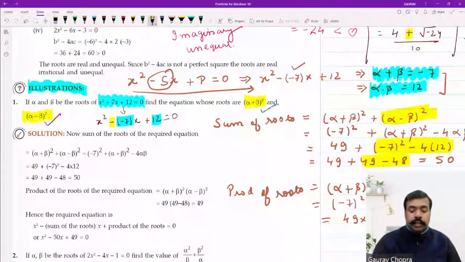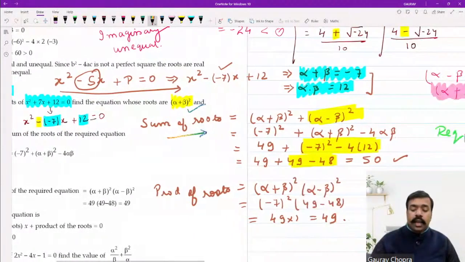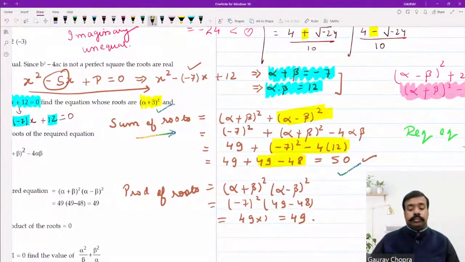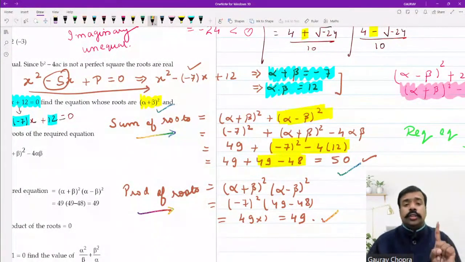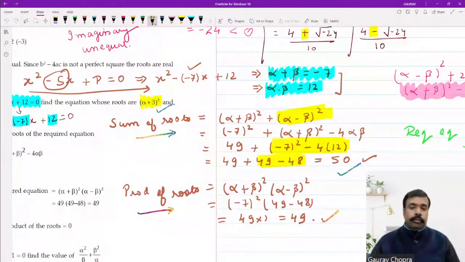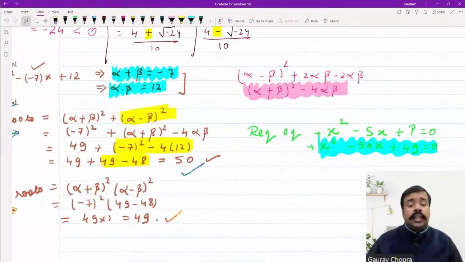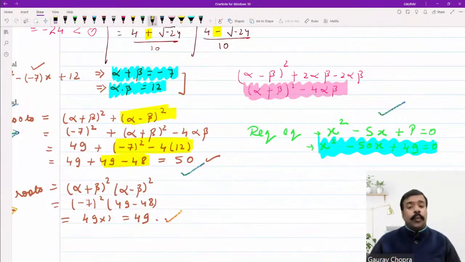So we are calculating the sum first. It is (alpha plus beta) whole square plus (alpha minus beta) whole square. By applying this, we are getting 50 as the sum. Similarly, we are finding the product of roots. That means we are multiplying both the roots, and after multiplying we are getting 49. So we have got the sum of roots as well as the product of roots. Now we can substitute the values in the format. So x square minus 50x plus 49 is equal to 0. This becomes the final solution.